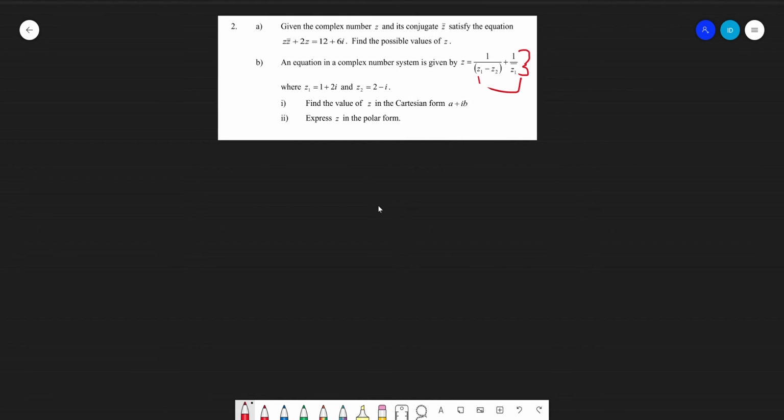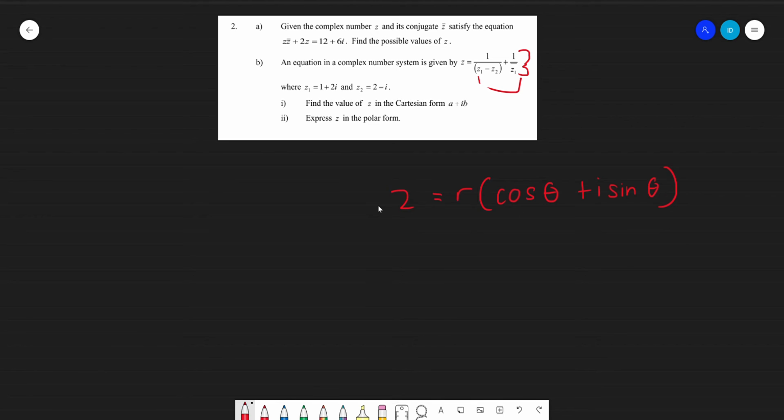Now for the polar form, we may know that it should be Z is equal to r bracket cos theta plus i sine theta. Now we know that theta should be in radians. Okay, it's not in degrees, it's in radians. So how do we express it in polar form? Now first things first, I love to sketch out the Cartesian plane.